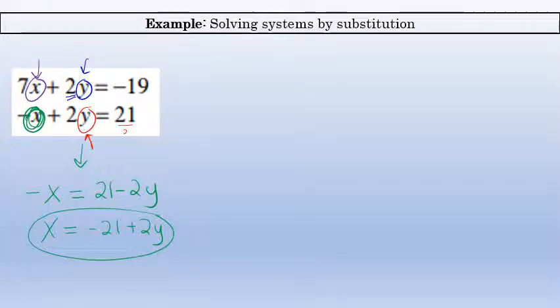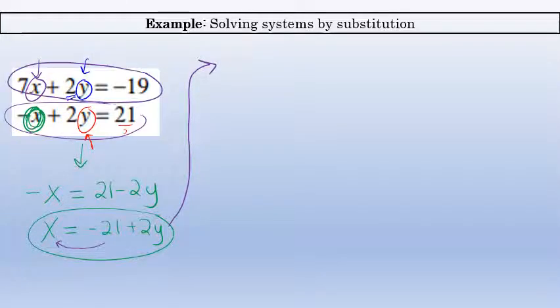Next, I'm going to take this expression, -21 plus 2y, and I'm going to substitute it for x in the other equation. So I started working with the bottom equation, solved for x. Now I'm going to take this expression that I found x to be equal to, and I'm going to substitute that for x in the other equation. I'm going to take this top equation, and I'm going to replace the x with what I found x equal to be, -21 plus 2y.